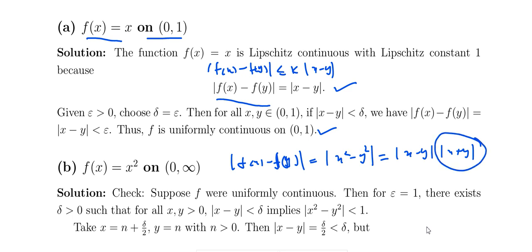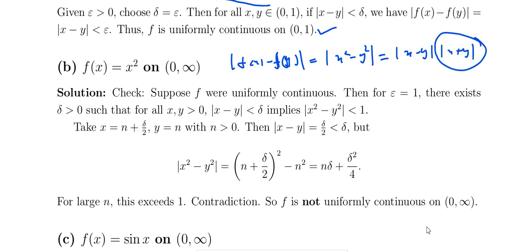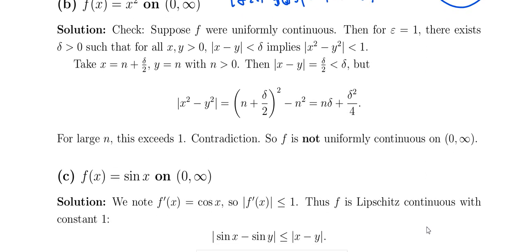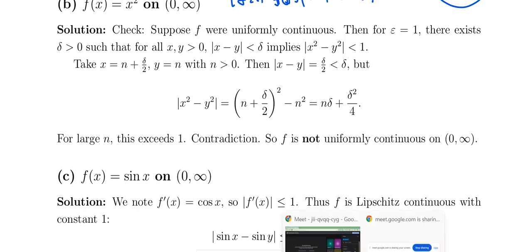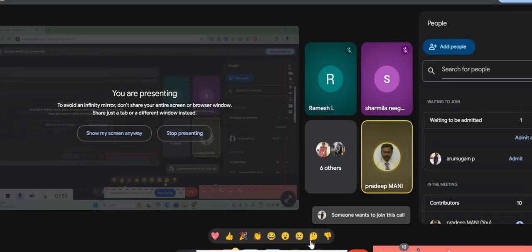So what about the mod of x plus y? Is it bounded? That is in the interval 0 comma 1. Yes, sorry, 0 comma infinity. 0 comma infinity la is it bounded? That is the idea. 0 comma infinity la is bounded or the mod of x plus y. It's a Lipschitz condition satisfy பண்ணதுனால the function is uniformly continuous.